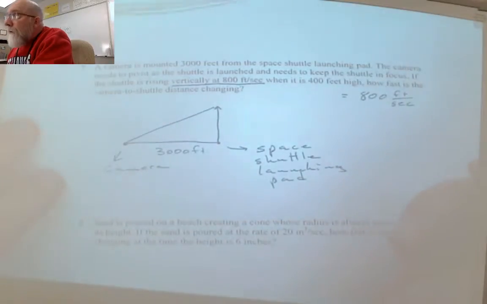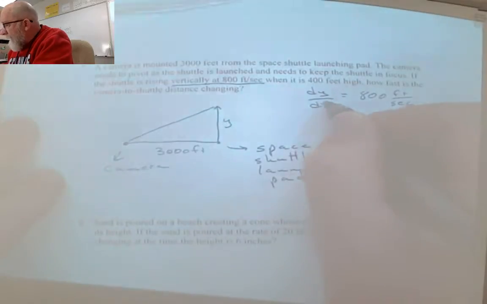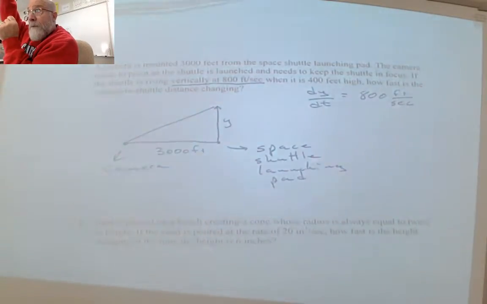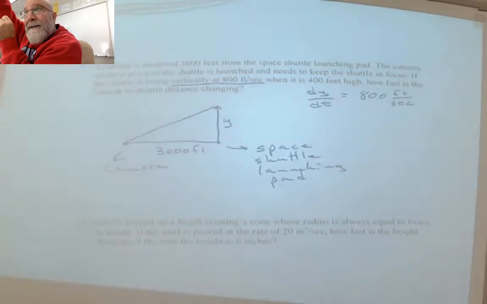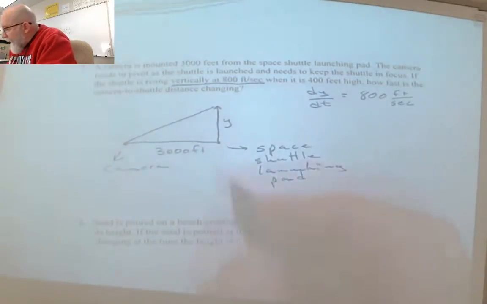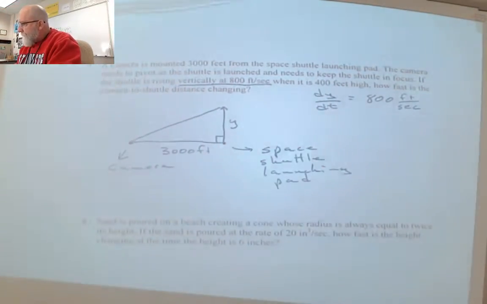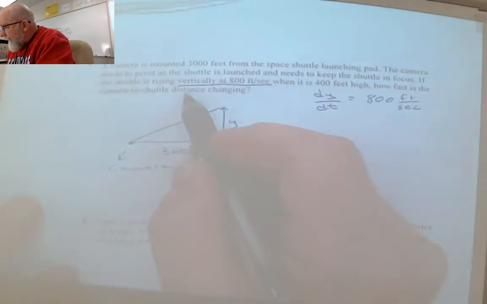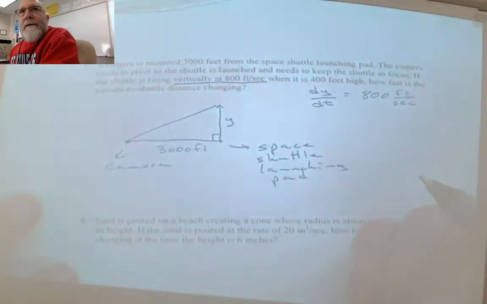Okay, I need a variable. It's going up. What do you want to call it? Okay, y. So this is dy dt. Is that making sense? So y is the distance it went up, and dy dt is how fast it's going up. Does that make sense? Right here I got a 90-degree angle. How fast is the camera to shuttle distance changing? Where's that?